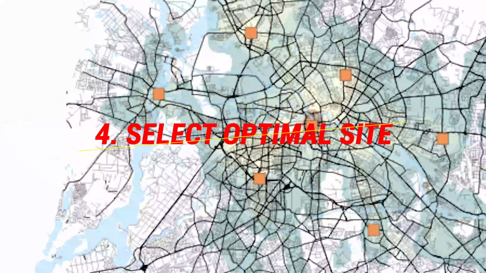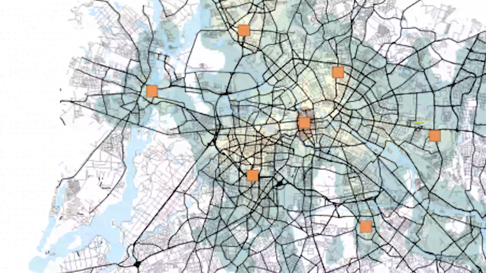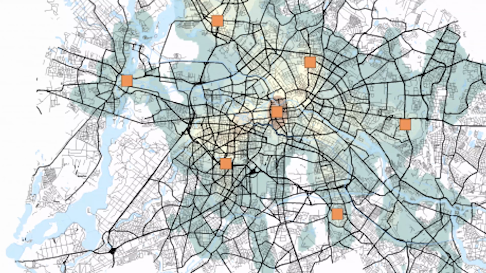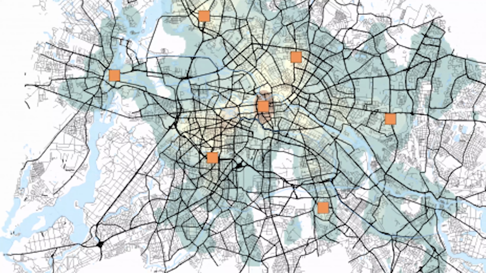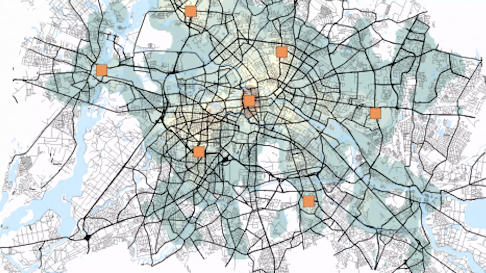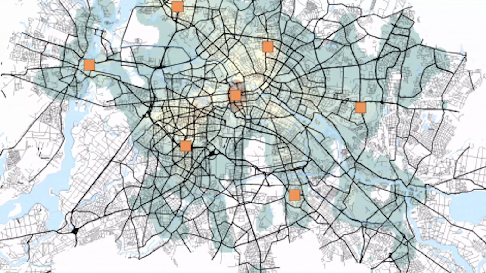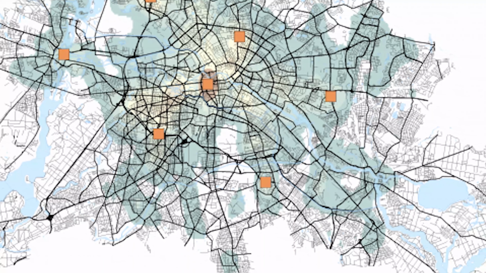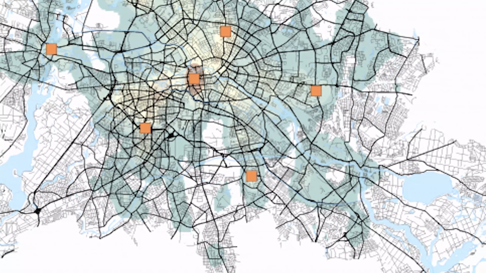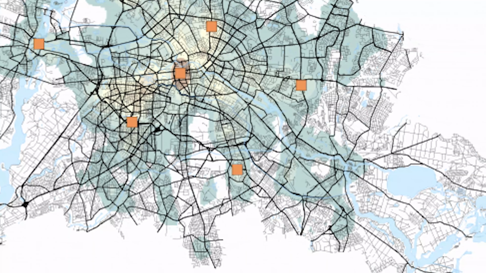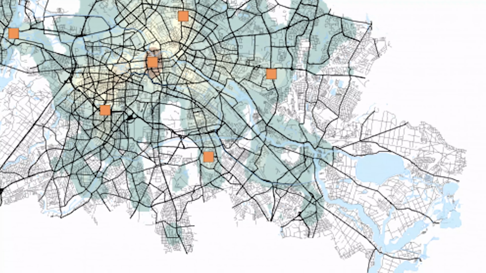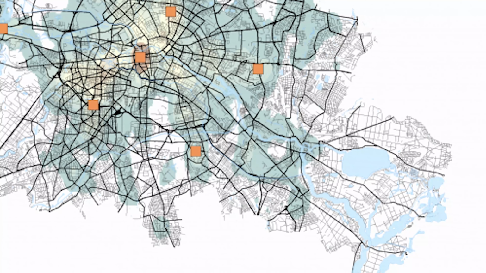4. Select optimal site. Optimal site selection takes into account the demand to locate the best location given several facilities. For example, it can help decide where to build new hospitals depending on existing hospitals and the available demand. This network analysis tool helps business owners pinpoint the optimal location for their store. It can also compare with competing stores to target market share.